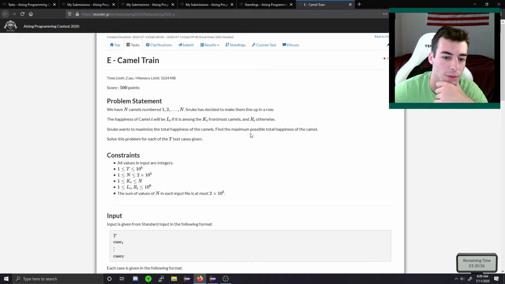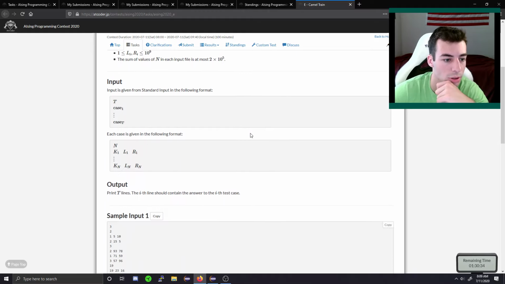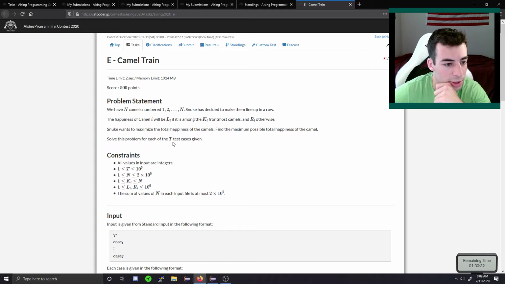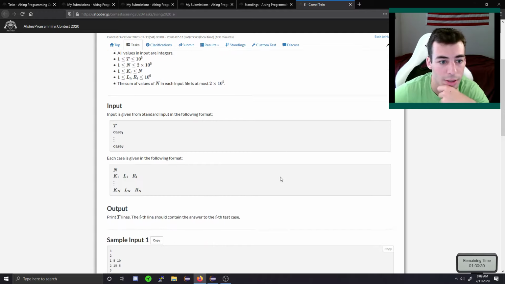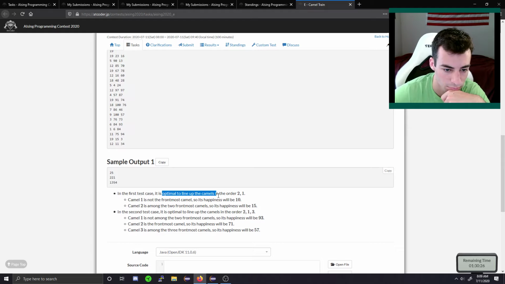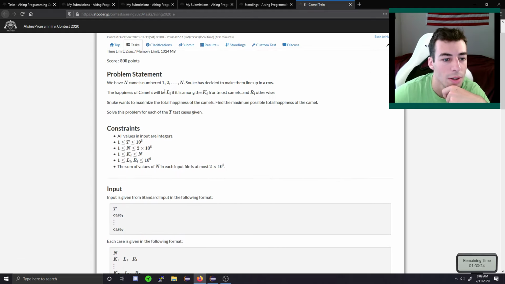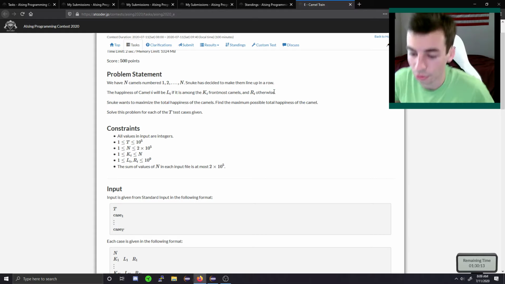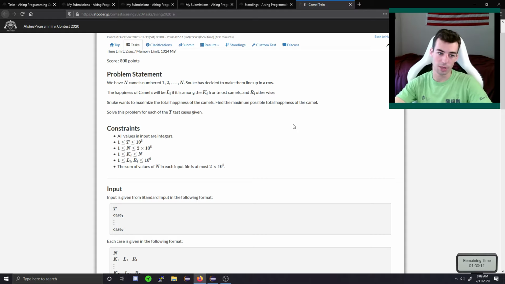Why is this just not 2 multiplications and an addition? I must not understand the problem if this is harder than D. Oh, they have different requirements, I see. They're different for each camel. Like each camel might want to be in a different position.